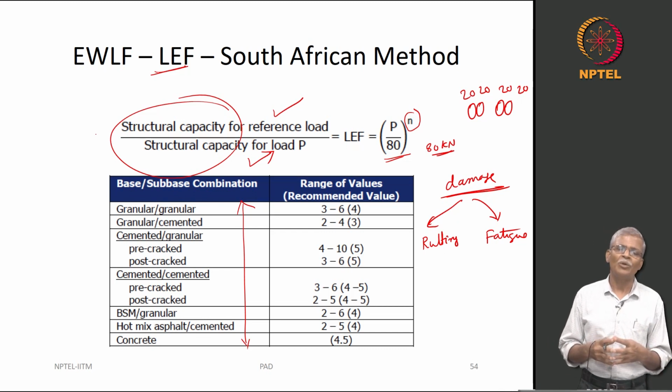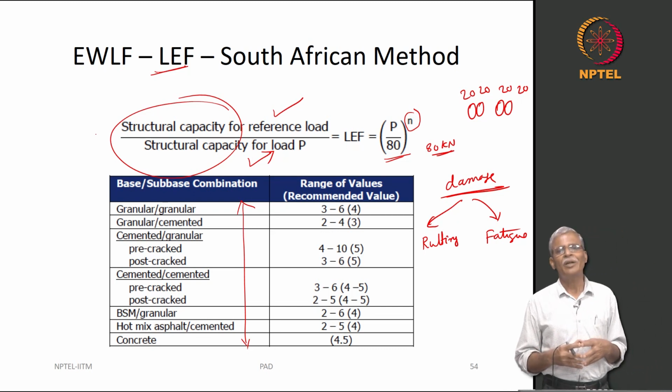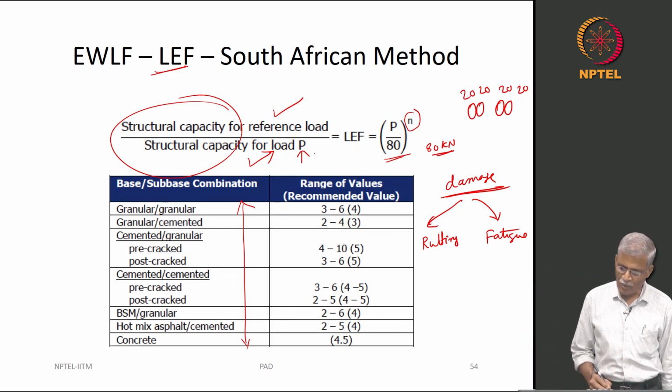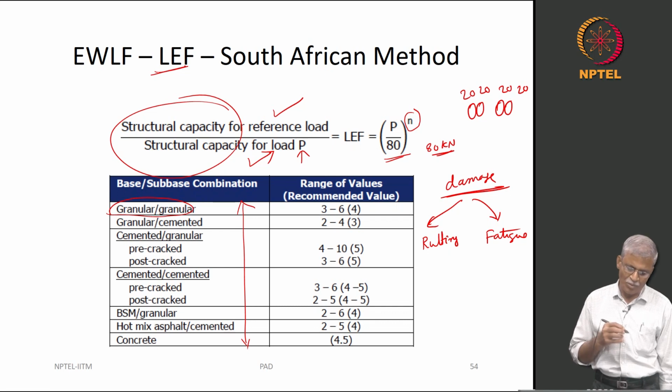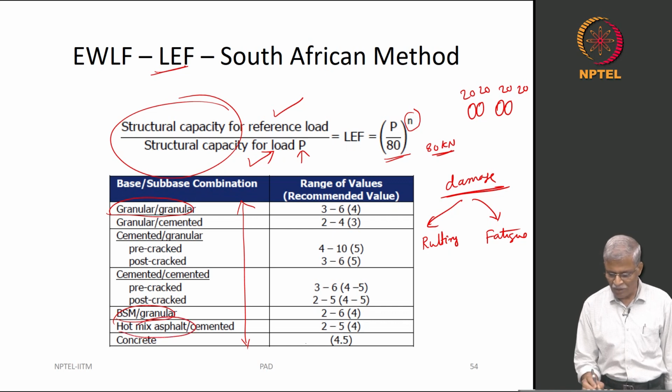So, what we really want to do is find out the structural capacity for a reference load and find out the same structural capacity if you are going to use it for any given load P. Now, this exponent is going to vary depending on the different granular sub base combinations. It could be bitumen stabilized material and granular, it could be hot mix asphalt and cemented.